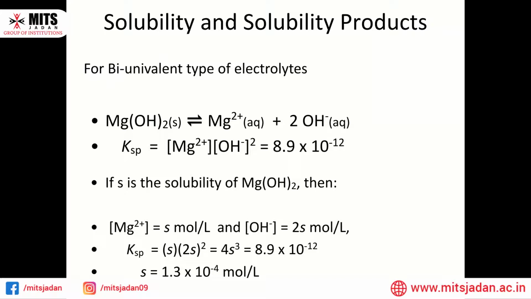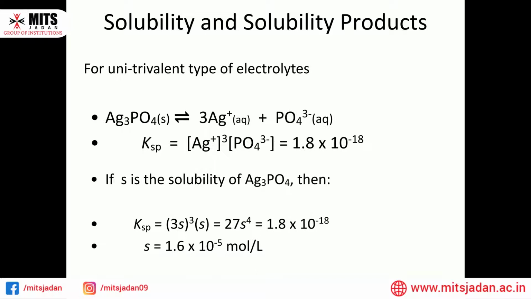If s is the solubility of magnesium hydroxide, then for the magnesium ion it is s mole per liter, and for the hydroxyl ion it is 2 into s mole per liter. Since the Ksp value will be 4s cube, that is equal to 8.9 into 10 to the power minus 12, by calculating we get the value of solubility, that is 1.3 into 10 to the power minus 4 mole per liter.